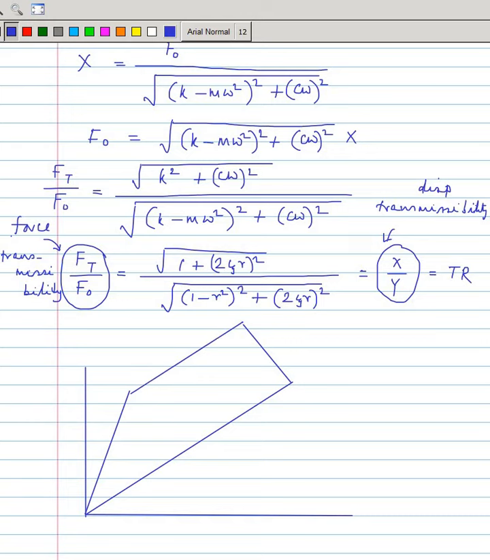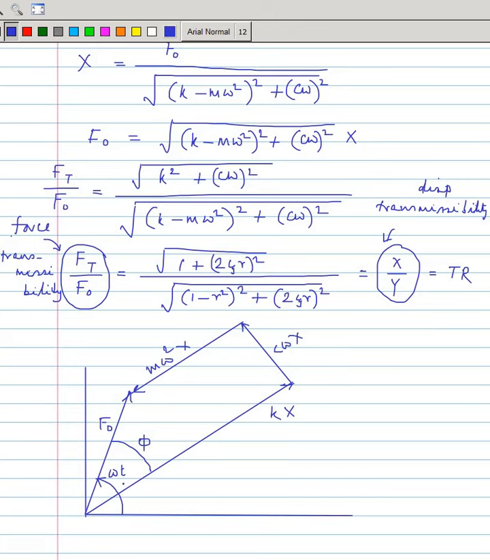So this is F naught, whose amplitude is F naught and angle is omega t, the phase. X is in this direction, so k multiplied by X is also in this direction, and X is lagging behind the force by an angle phi. This is c omega X, the damping force, and this is the inertia force, which is m omega square X. Again, m omega square X and kX are parallel because both are proportional to X, whereas m omega square X is in the negative direction.